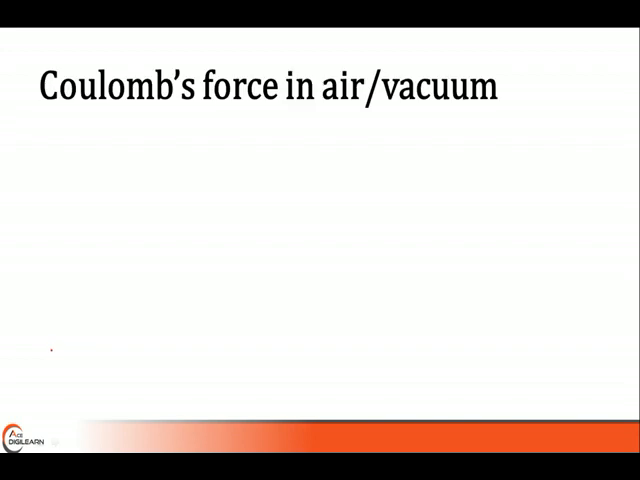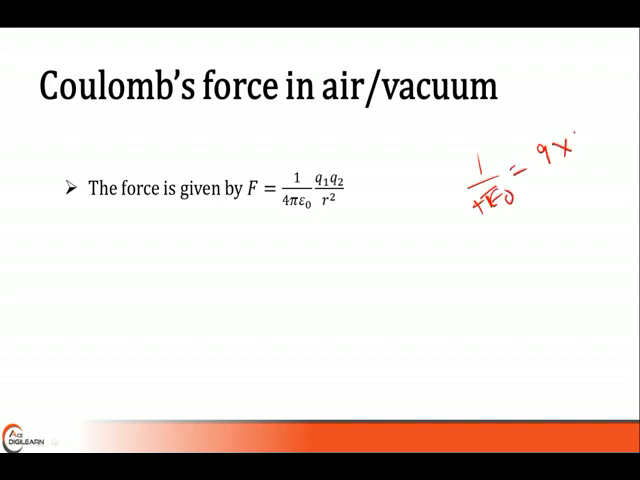We're going to begin with the idea of Coulomb's force in air or vacuum. If two point charges Q1 and Q2 are separated by a distance r in air or vacuum, then the force is given by the following expression: 1 by 4 pi epsilon naught Q1 Q2 by r squared, where epsilon naught is absolute permittivity and its value is 8.857 into 10 to the power minus 12, and 1 by 4 pi epsilon naught has a value of 9 into 10 to the power 9.